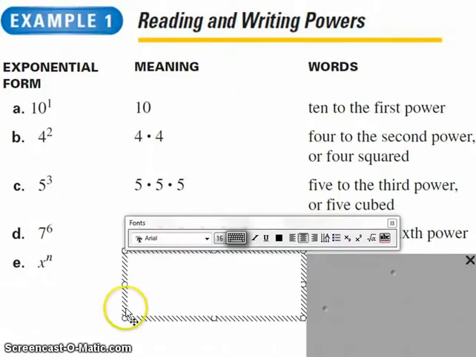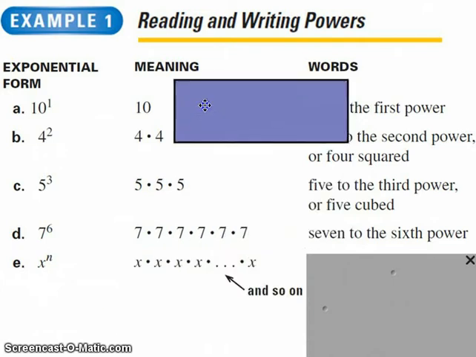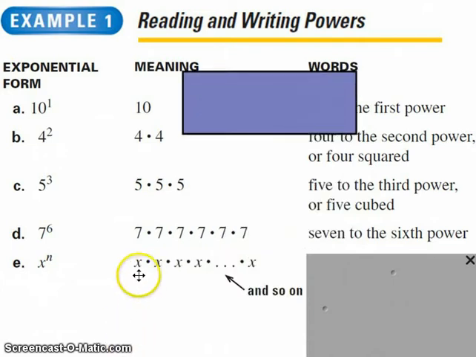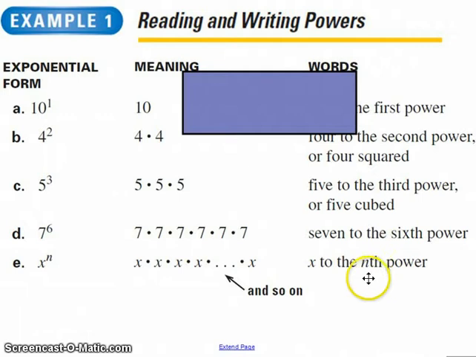The meaning is this. It means that we've got a string of x's and we don't know how long it is. So we might put in dots, an ellipsis as it's called in grammar, and it means and so on. We don't know how many x's there are. There's a string of them. Now, how would we say that? What would the words be for that? It's x to the nth power.